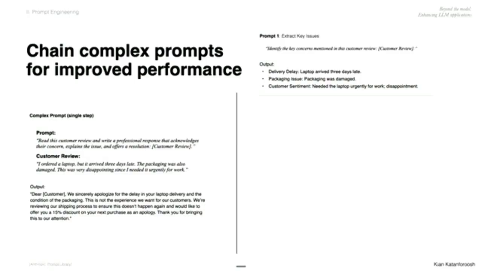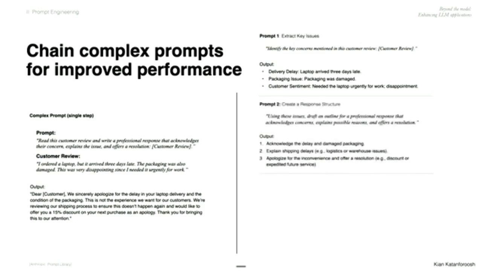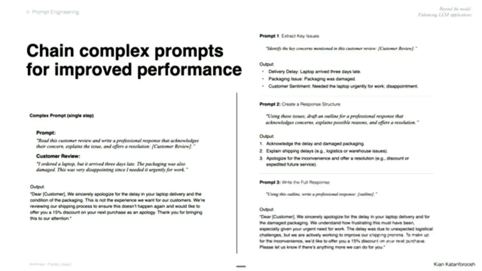Let's say the first prompt is: extract the key issues. Identify the key concerns mentioned in this customer review. Paste the customer review. Second prompt: using these issues, so you paste back the issues, draft an outline for a professional response that acknowledges concerns, explains possible reasons, and offers a resolution. So this is not prompt number 3, write the full response. Prompt 3: using the outline, write the professional response. And then you get your final output.